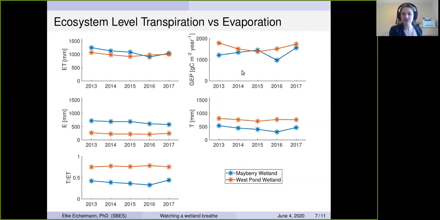And then looking at the carbon exchange, that's the photosynthetic carbon uptake for these two systems for each year. Again, there are some years where we see a larger difference, but overall, on average, they are very comparable. So on the ecosystem level, they don't look too different in terms of their water and carbon exchange. But if we go into the individual components of evaporation and transpiration, we can see that Mayberry has a much higher component of evaporation compared to West Pond, and the opposite is true for transpiration. So West Pond is very much a transpiration-dominated wetland, whereas Mayberry is more of an evaporation-dominated system, where transpiration and evaporation contribute almost the same amount.